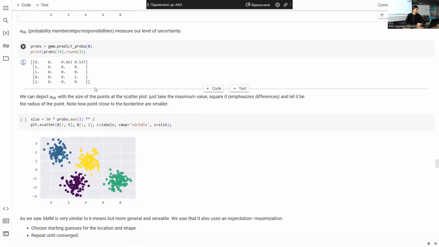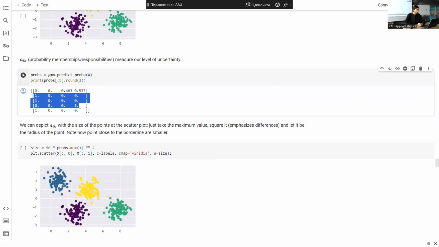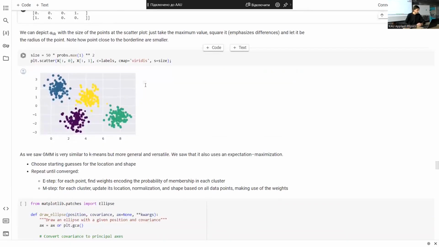Here I'm trying to get some matrices out of there. So here is AIK, the probability membership or probability responsibilities. Well, depending which book you read, you might see different terms. And this is the measure. They measure our level of uncertainty. So each point, we can prescribe it to maybe different cluster, and these values show us how sure are we that this point belongs to some cluster. Here you see that most of the points were classified quite definitely, and that's great.